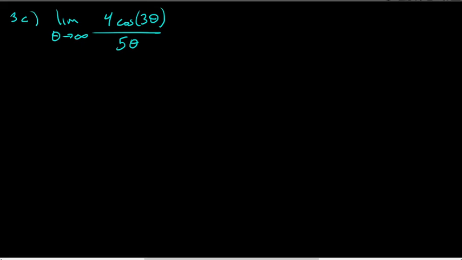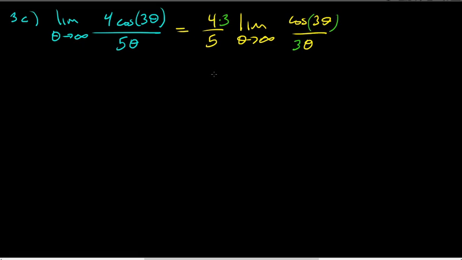Okay, so 3A, 3B, most of you got that. 3C, and again, a lot of you got it, but some of you didn't, so I want to make this clear here. You can take the 4 over 5 out, right? A lot of you did that. So this is 4 over 5 times the limit as theta goes to infinity of cosine 3 theta divided by theta, because I took the 5 out. And you realize that you have to multiply top and bottom by the 3 here to match what's in the bracket here, right? So I'll just bring the 3 on the outside, right?